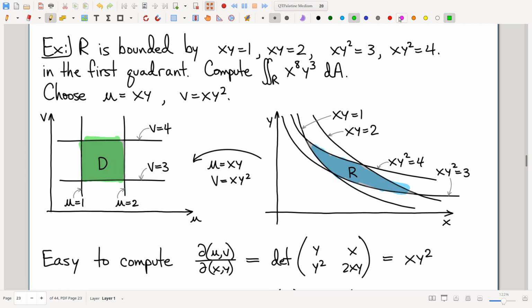So that's why this is an awesome trick. If you form your change of variables function in this way, when you find yourself in a scenario like this, you get a rectangular pullback.